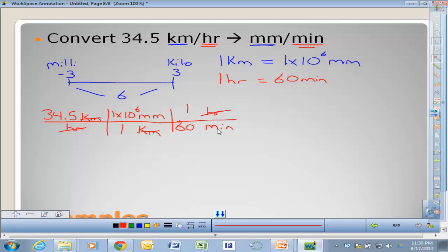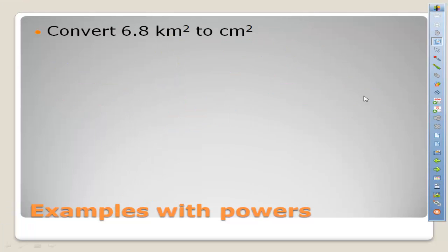I'm going to go ahead and multiply everything on top. So we're going to take 34.5 times 1 times 10 to the 6th. 60 is on the bottom, so now we're going to divide it by 60. 575,000 millimeters per minute. Final answer, 575,000 millimeters per minute.